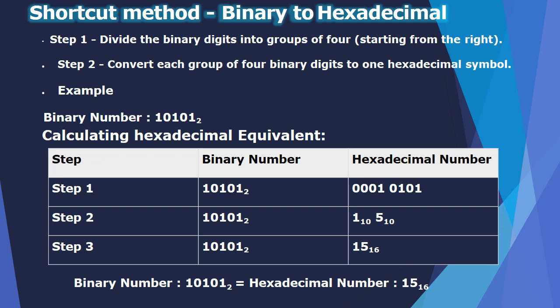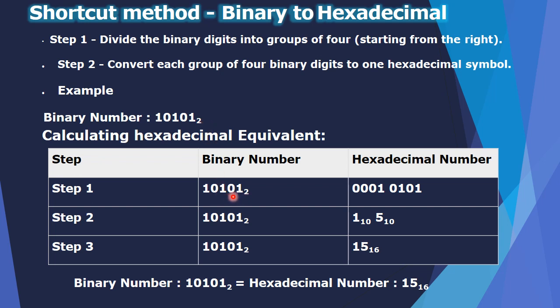Next, the shortcut method now to convert binary to hexadecimal. So divide the binary digits into groups of 4, starting from the right side. Convert each group of 4 digits to one hexadecimal symbol. Example, now here I have given you a simple example, 10101, and the base is 2 because it is a binary number system.